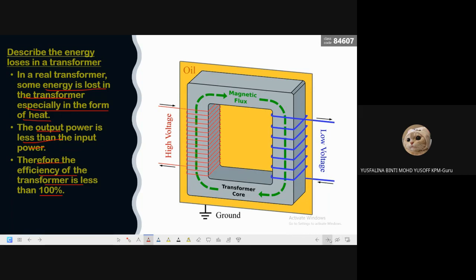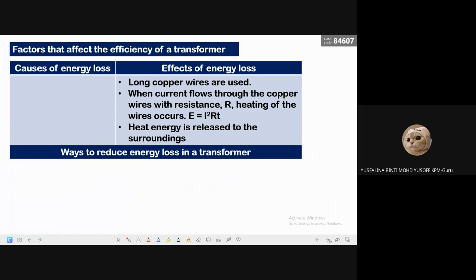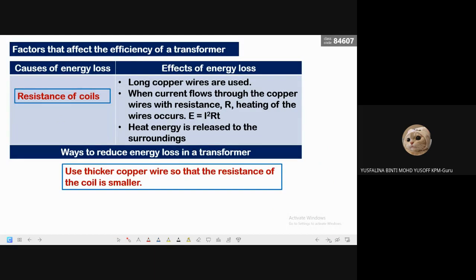So what kind of energy will usually be lost? We call it heat energy. Next, the factors affecting the efficiency of the transformer, the causes of energy loss. Of course, the resistance of coils. Every coil must have a resistance. The effect is long copper wire, because if you want to make it 120 turns, you will need long copper wire for the coil.